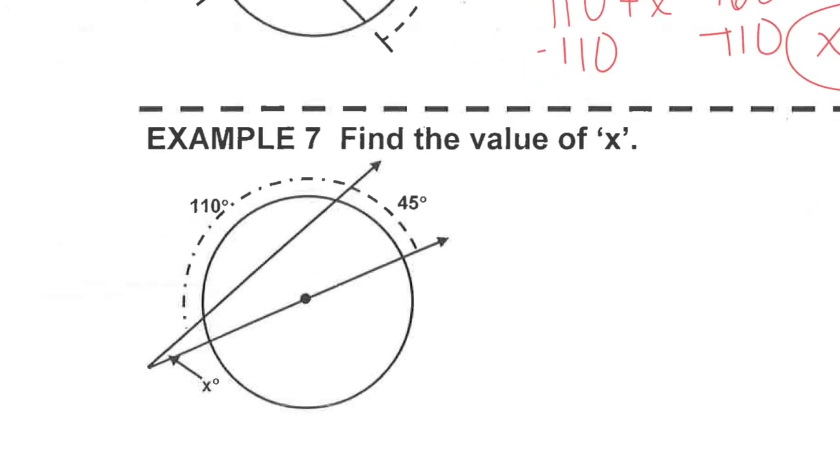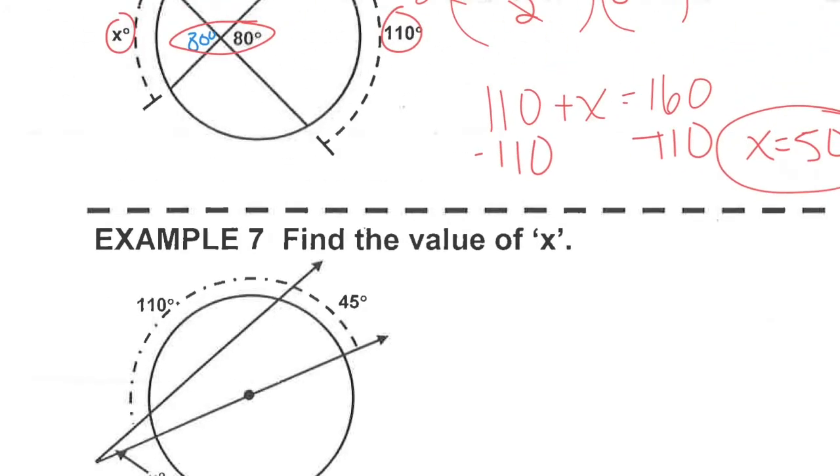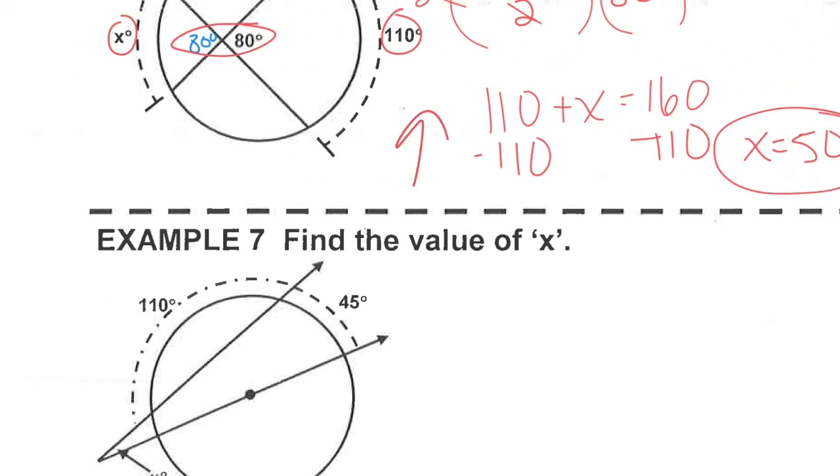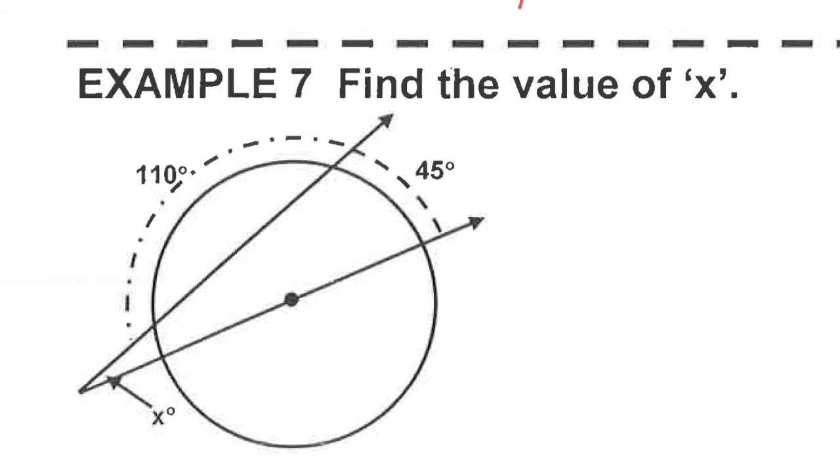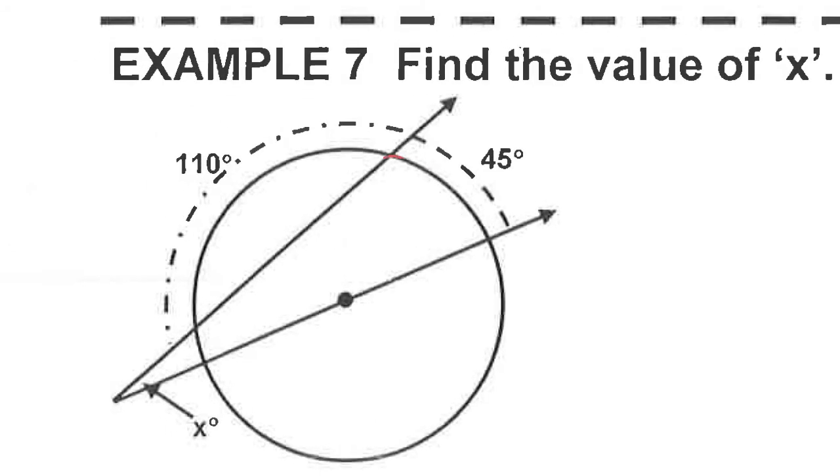Now, here's where people get kind of mixed up. This is not the same. The one up here, this is add them and divided by 2. This is the one where we have to subtract. You want to take the big arc minus the small arc and divide it by 2. That gives you this. So I have to find this arc right here before I can finish the problem.